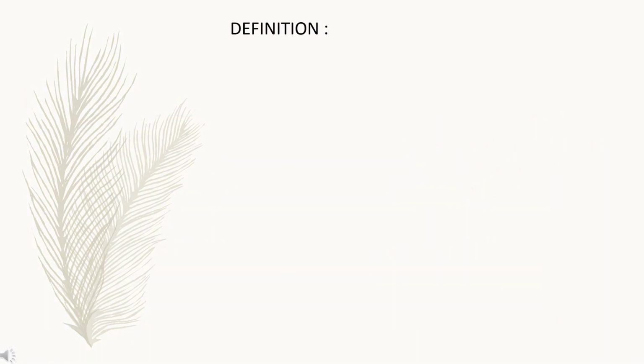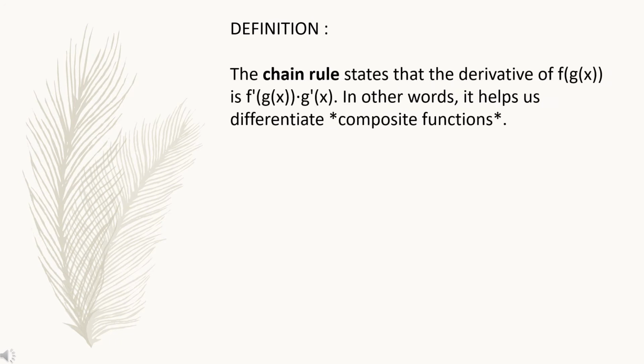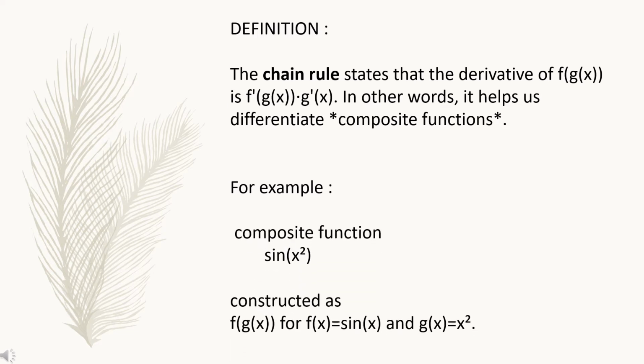Definition of the chain rule. The chain rule states that the derivative of f(g(x)) is f'(g(x)) times g'(x). In other words, it helps us differentiate composite functions. We have here an example. Sine of x squared is a composite function because it can be constructed as f(g(x)) for f(x) equals sine x and g(x) equals x squared.